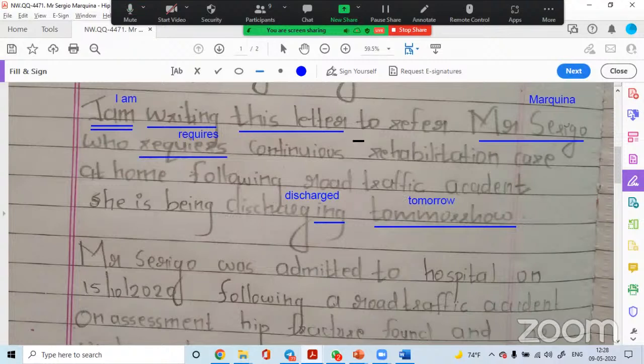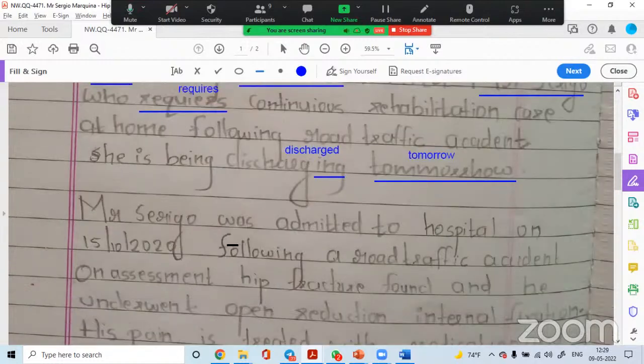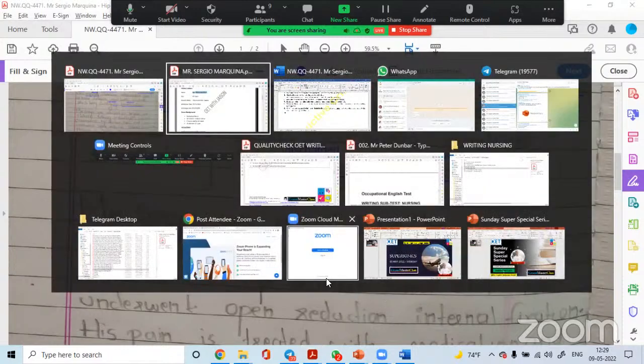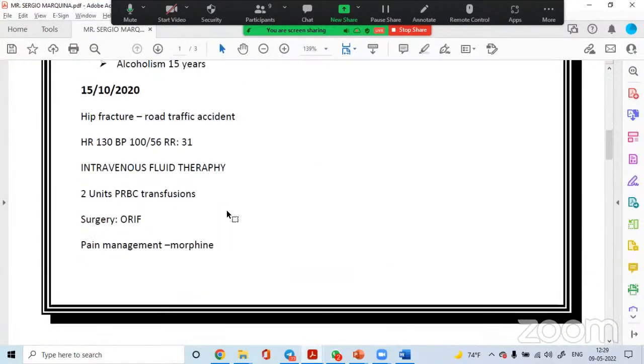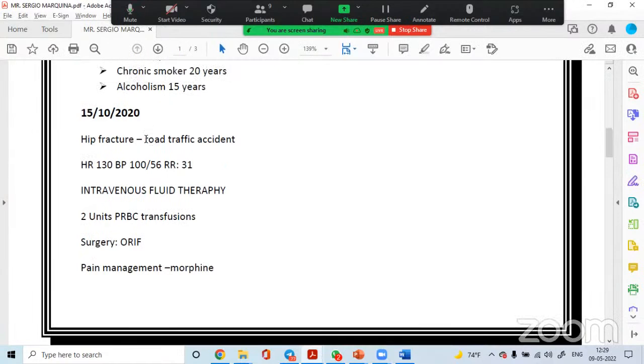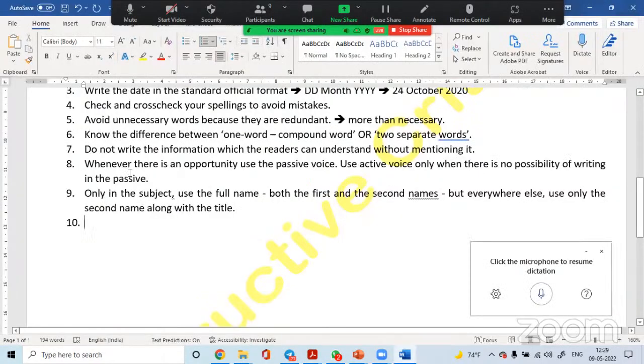Okay, I am writing this letter to refer Mr. Marquina. What exactly? He was admitted to hospital following a road traffic accident. On assessment, hip fracture. So he was diagnosed with a hip fracture. Okay, let us see the case notes. Hip fracture, road traffic accident. Hip fracture, it is clear. It was diagnosed with hip fracture, no question mark is there. So you can write like this.